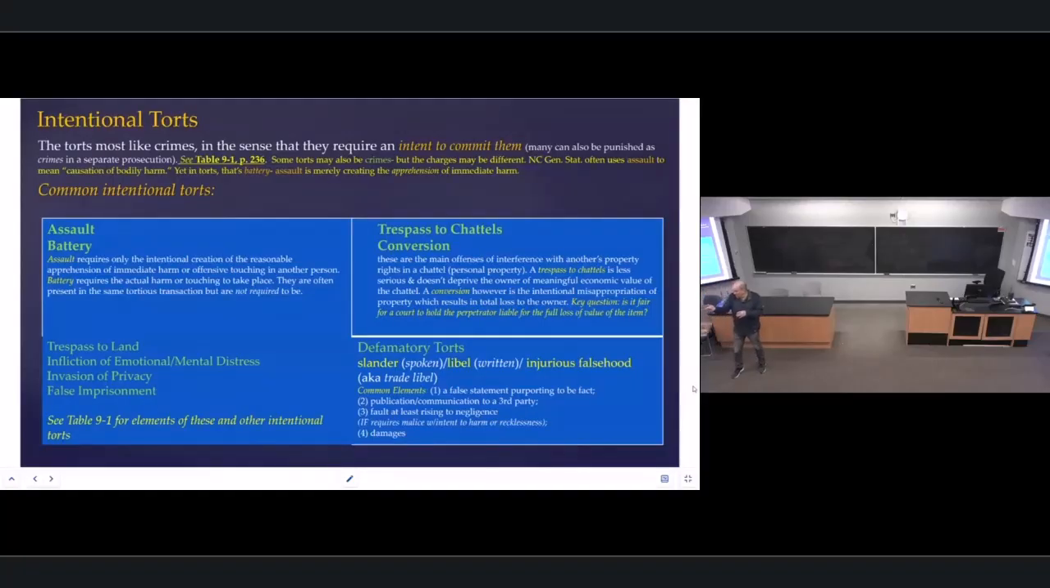And so when we start talking about intellectual property issues, we're going to find that courts treat ownership rights in intellectual property as chattels.